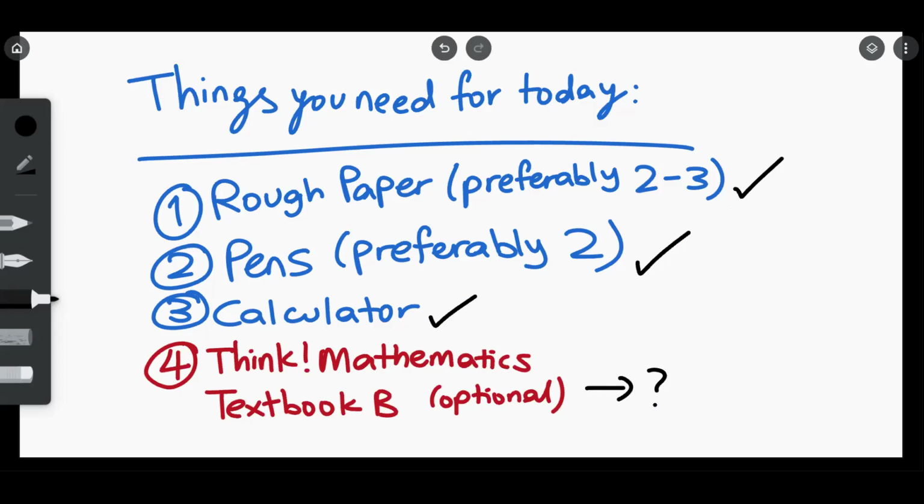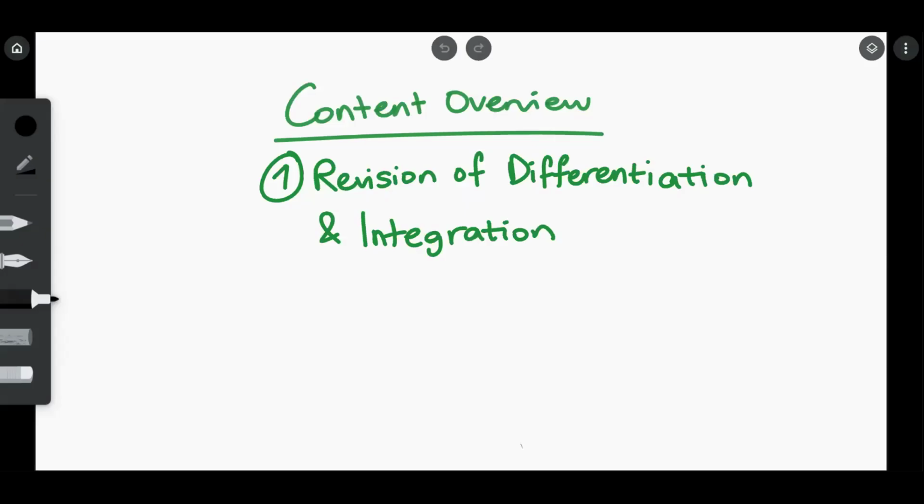So today I have a few agendas. The first thing is the content overview for today. What will I be covering? Firstly, differentiation revision and integration revision. Those of you who find integration very new, do not worry, it's actually simpler than differentiation after you have gotten used to the flow of the questions.